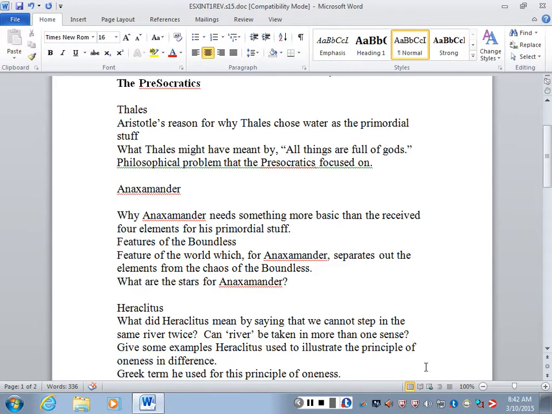Anaximenes, who we didn't really cover but who is mentioned in your book, said everything's air, and basically he brought into play the forces of condensation and rarefaction. In other words, things like fire and the soul are very rarefied air, and other things like water and earth and even stone for Anaximenes were much more condensed forms of air.